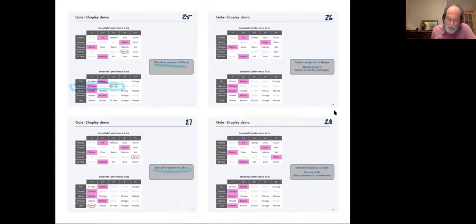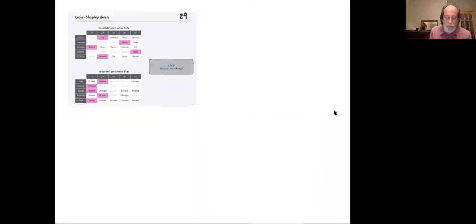So finally, Detroit proposes to Zeus. Zeus is unmatched, so he accepts the offer. And now we have this matching: Atlanta to Val, Boston to Xavier, Chicago to Wayne, Detroit to Zeus, El Paso to Yolanda. And that is a total matching, a perfect matching, and it's also a stable matching. So we're done.